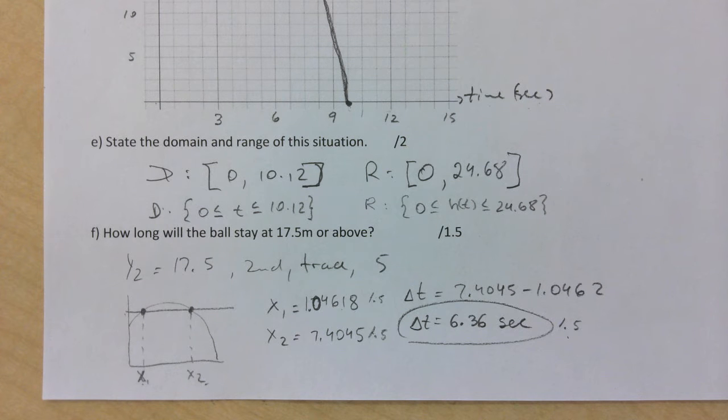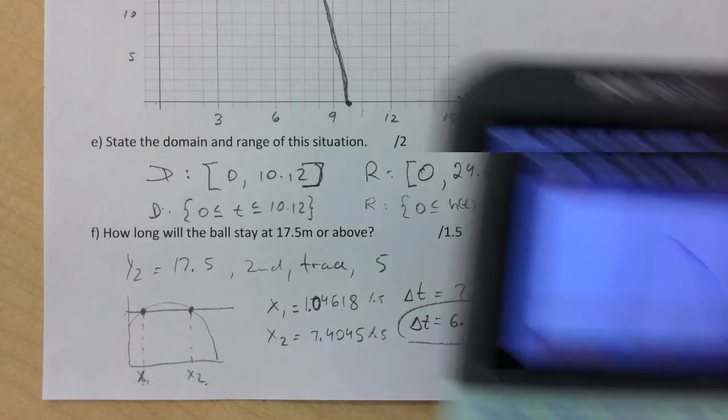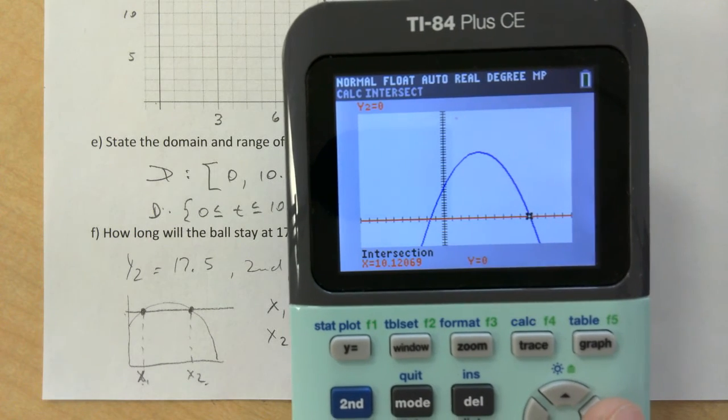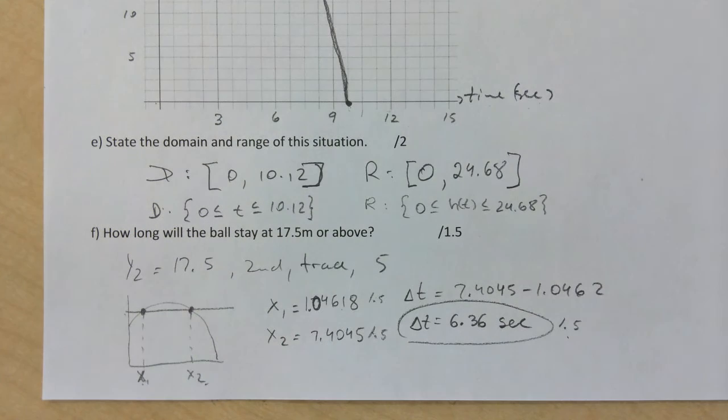Yeah, I keep on getting 10.12, Jason. I just did it again, 10.12. So I don't know if you typed in a slightly different equation.